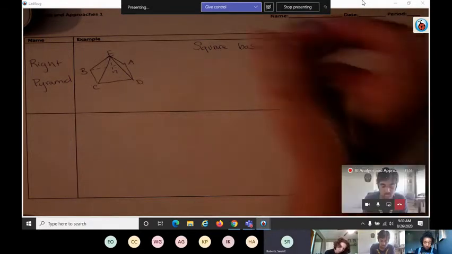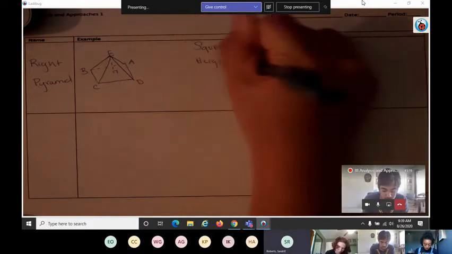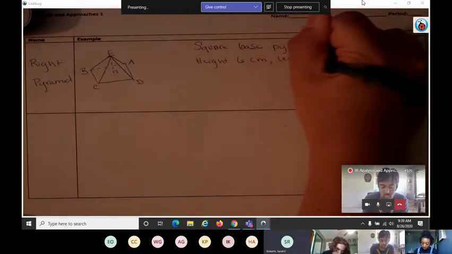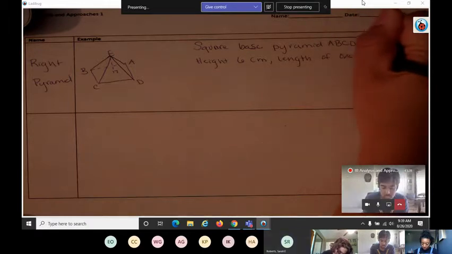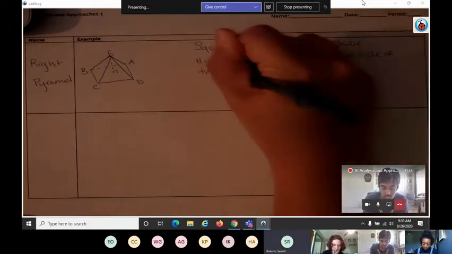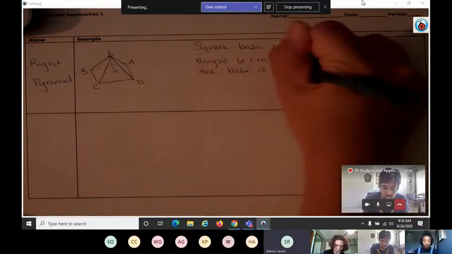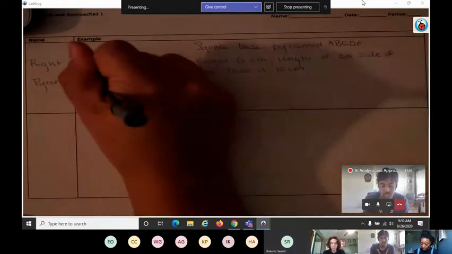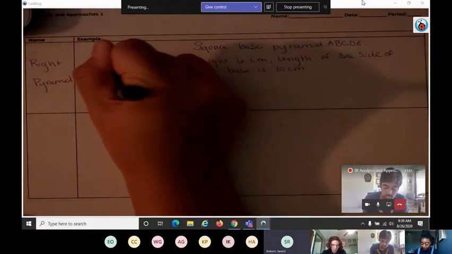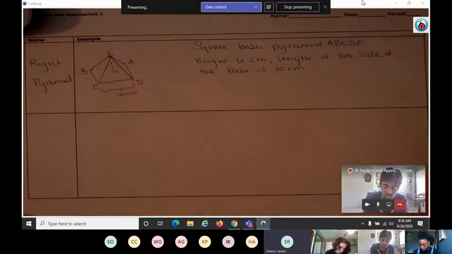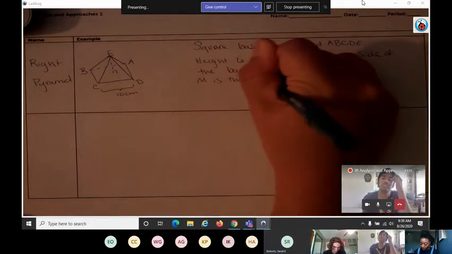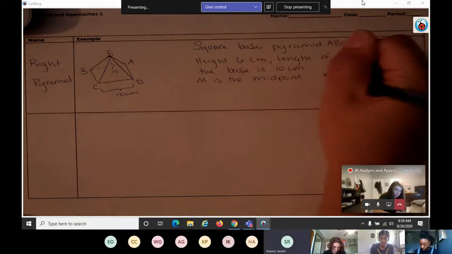Okay, I'm going to tell you that it has a height of 6 centimeters and the length of one side of the base is 10 centimeters. Now, because it's a square, we know then the length of every single side of the base, right? So this length, 10 centimeters, and all the other ones would be 10 centimeters as well. So it says also that M is the midpoint of CD.